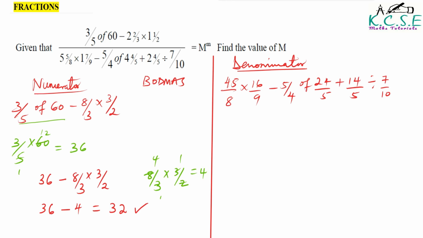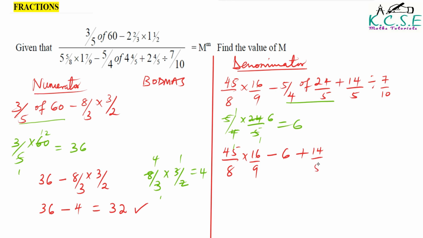Now, the next step is to decide which operation should come first. Following the BODMAS rule, we should start with "of". So this part is the one that we should work out first. We have 5 over 4 multiplied by 24 over 5. By 5, 1, by 5, 1, by 4, 1, this is 6. So you get 6 there. So we now have 45 over 8 multiplied by 16 over 9, subtract the whole of this solution that you've got, which is 6 plus 14 over 5 divided by 7 over 10.